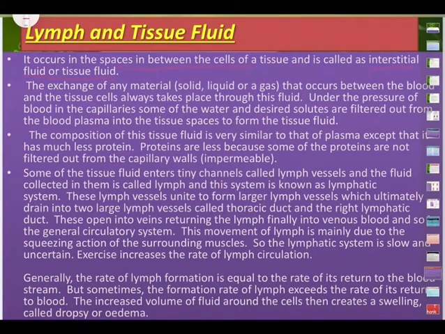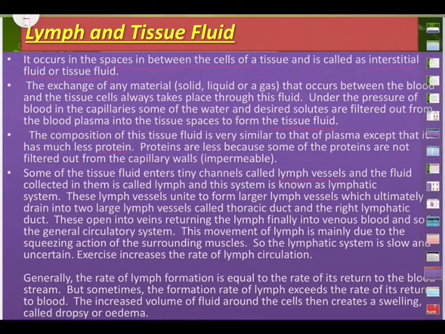Under the pressure of blood in the capillaries, some of the water and desired solutes are filtered out from the blood plasma into the tissue spaces to form the tissue fluid. The composition of this tissue fluid is very similar to that of plasma, except that it has much less protein, because some of the proteins are not filtered out from the capillary walls. They become impermeable. Some of the tissue fluid enters tiny channels called lymph vessels.